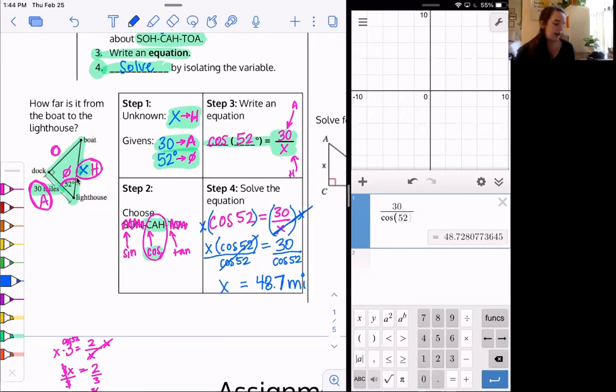If you asked me, like, how far is it from the boat to the lighthouse? And you were like, oh, it's 48 degrees. You'd be like, that's not an answer to my question, right? You wouldn't be like, oh yeah, it's 48 degrees. You'd be like, oh no, it's 48 miles, right? 48 miles from each other. Right, so this is our answer for this problem.